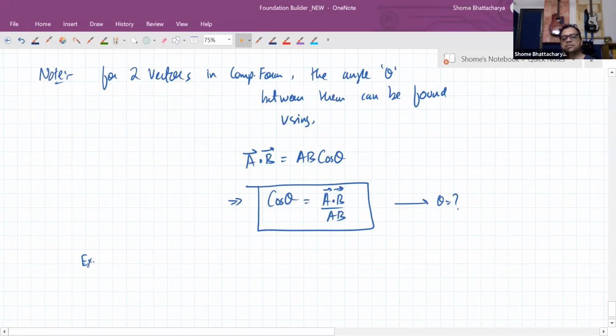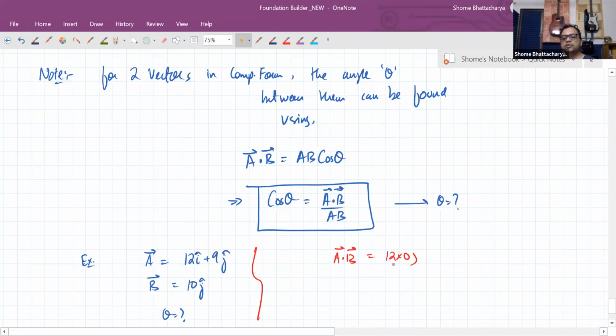Let's apply a simple example to understand this. Let's start with a simple 2D example. Suppose vector A is 12 i cap plus 9 j cap, whereas vector B is 10 j cap, and we want to find the angle between them. We'll apply this formula. A dot B is 12 into 0 plus 9 into 10, so it is 90.